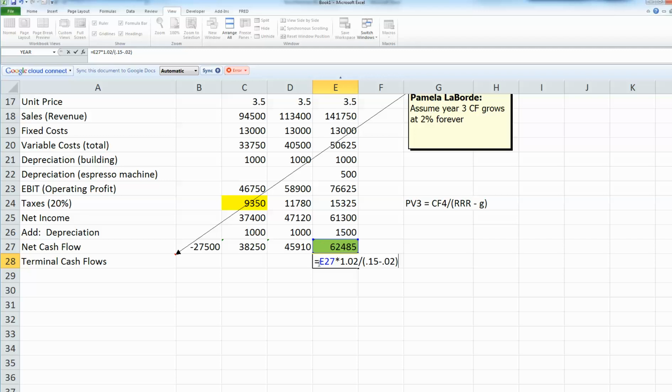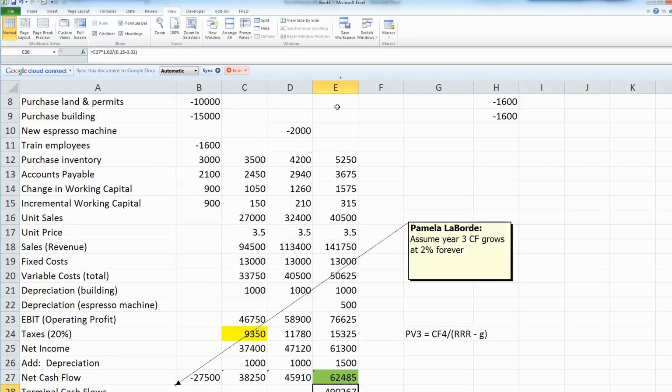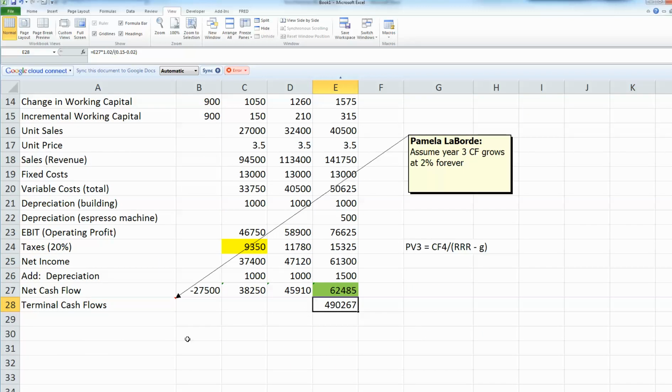So I've got my cash flow at year 4 that I've calculated by taking year 3's cash flow, growing it at the 2% rate, divided by the required rate of return minus the growth. And again, that will give me the answer 1 year prior to my numerator. So it will give me the answer in year 3, which is why I popped it in column E, because column E is year 3 stuff. So my terminal cash flows are expected to be, in time 3, $490,000.